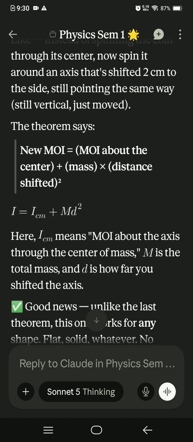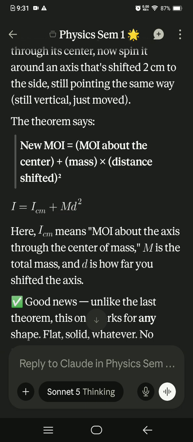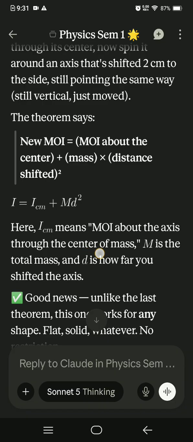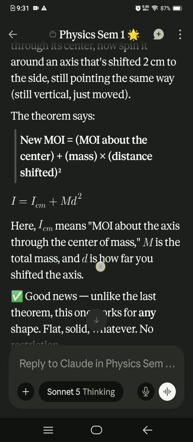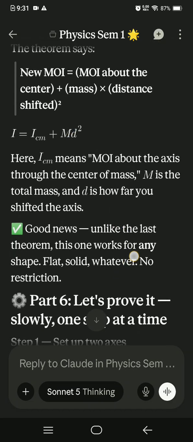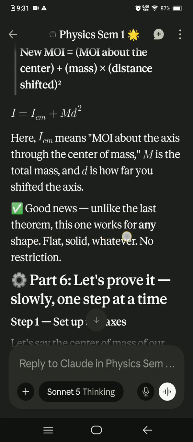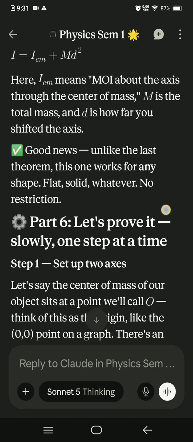So this new moment of inertia for that axis equals the moment of inertia from the center of mass plus md squared. Here ICM means the moment of inertia about the axis through the center of mass, m is the total mass, and d is how far you shifted the axis. Good news. Unlike the last theorem, this one works for any shape, flat, solid, whatever, no restrictions.